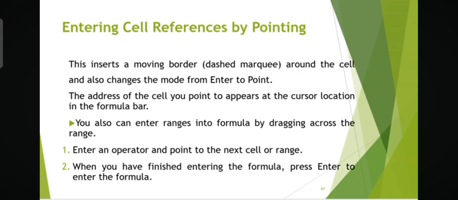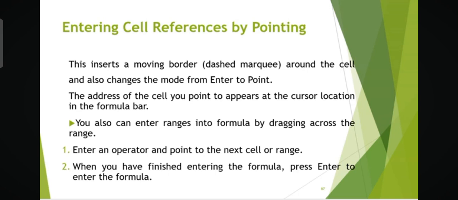This inserts a moving boundary box, which is what you saw, the dashes around it, around the cell, and also changes the mode from Enter to Point. The address of the cell you point to, that is the one you click on, appears at the cursor location in the formula bar.